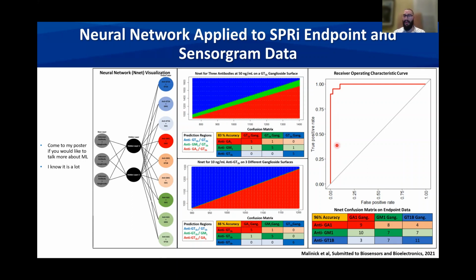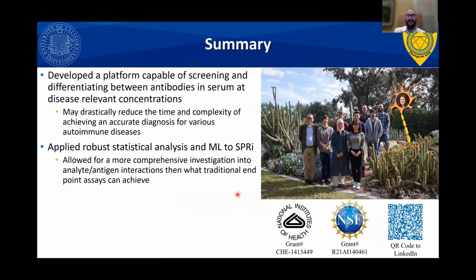And then we took all of that data and we looked at the interactions between the investigated antibodies and the ligand antigens. And looking at cross-reactivity and that specific antibody-antigen interaction, we had a 96% accuracy of differentiating them based upon endpoint data and which interactions are actually occurring. So this shows that we have developed a platform capable of screening and differentiating between antibodies in serum at disease-relevant concentrations, which may drastically reduce the time and complexity of achieving an accurate diagnosis for various autoimmune diseases.